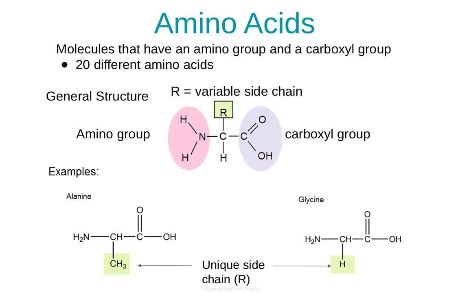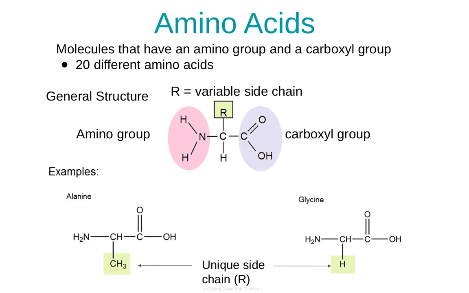Here are some examples. So an amino group and a carboxyl group: amino is NH2, and a carboxyl group is the carbon double bonded to an oxygen with the hydroxyl group, hanging off of this carbon. And there's also R groups. They're what are called side chains. They vary in structure. R groups give a unique side function to amino acids.